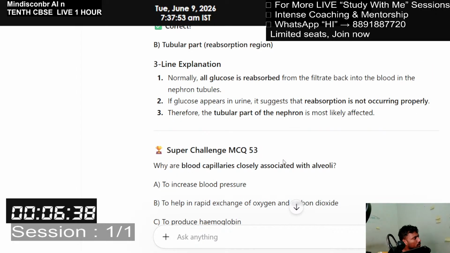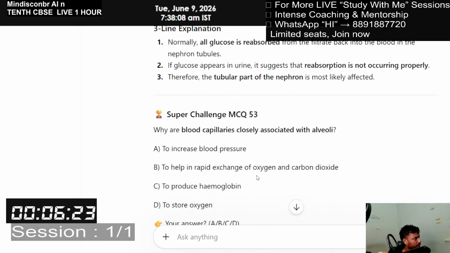Normally, all glucose is reabsorbed from the filtrate back into the blood in the nephron tubules. If glucose appears in urine, it suggests that reabsorption is not occurring properly. Therefore, the tubular part of the nephron is most likely affected.